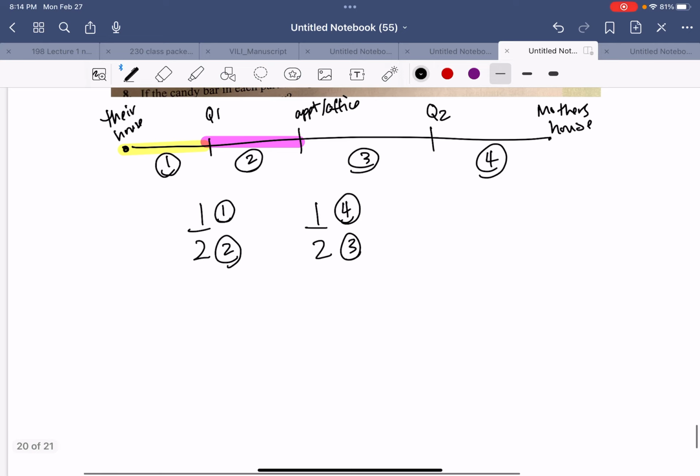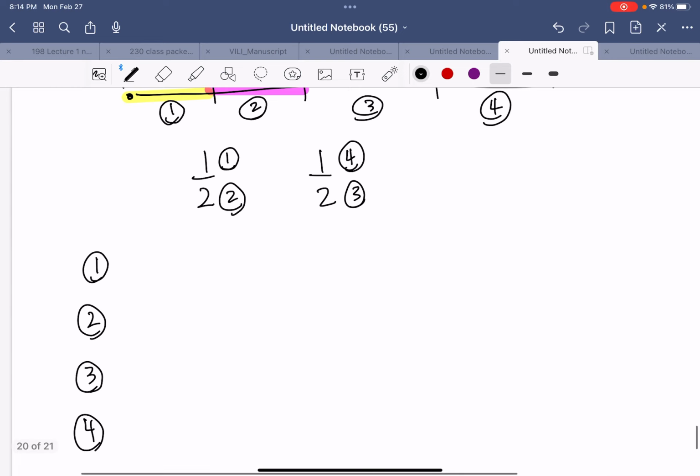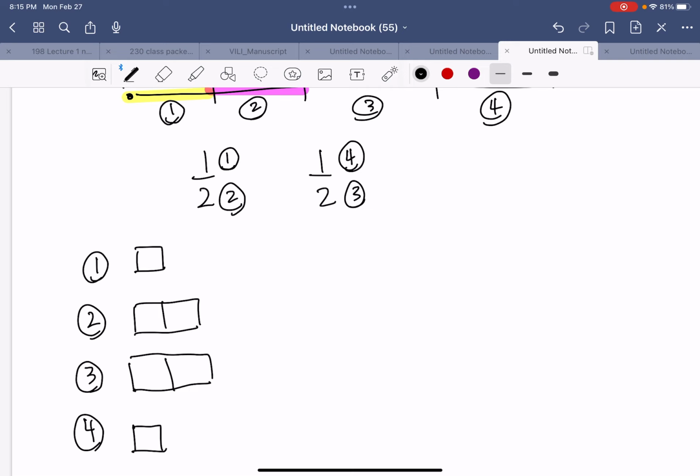So that way when I set up my boxes, I can give 1 box to number 1 and 2 boxes to number 2. I give 1 box to number 4 and 2 boxes to number 3.